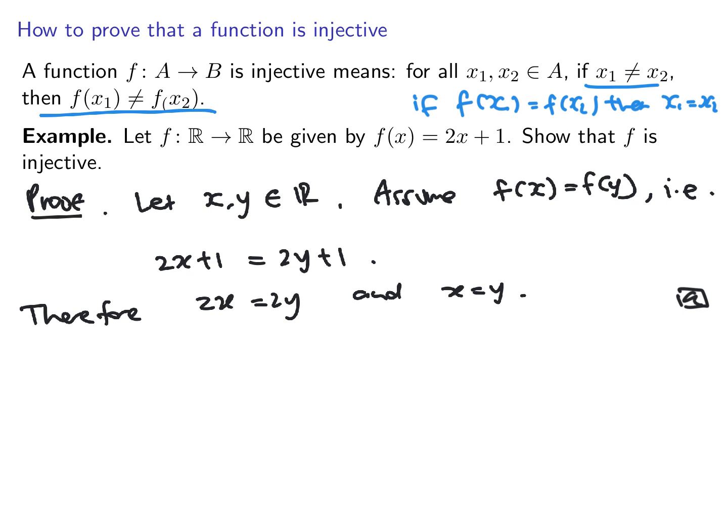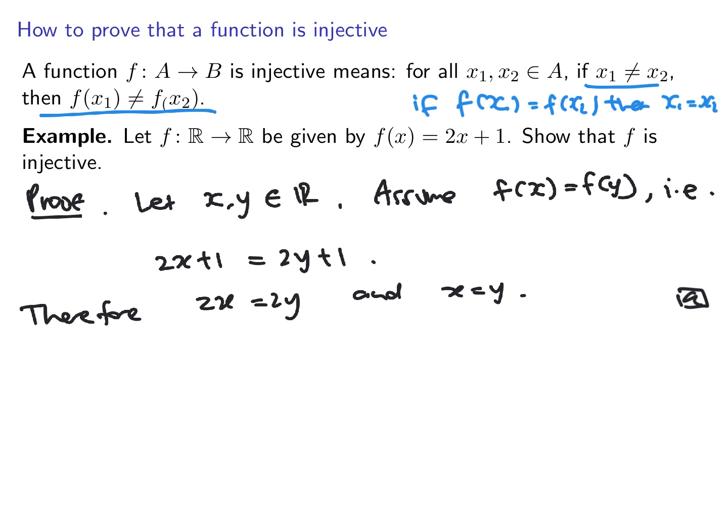So again, in most cases, the easiest way to show injectivity is to show the contrapositive of this implication, yeah? That for all x1, x2 in A, if f(x1) equals f(x2), then x1 equals x2.